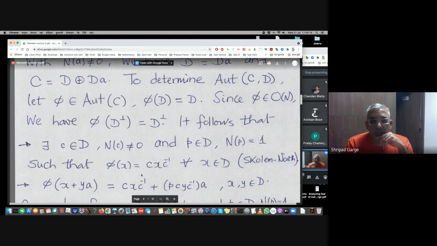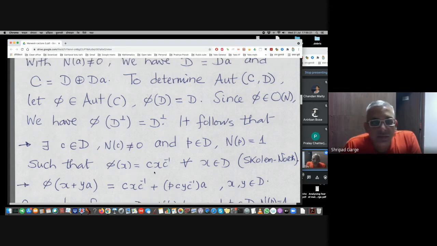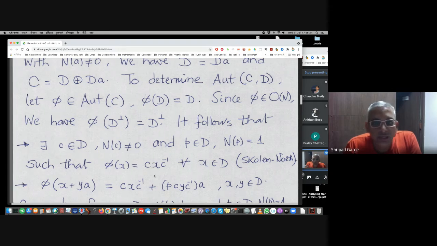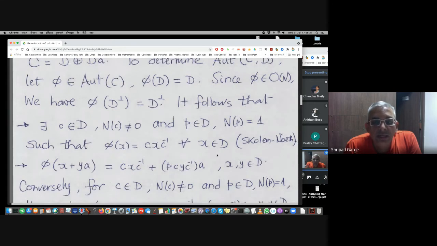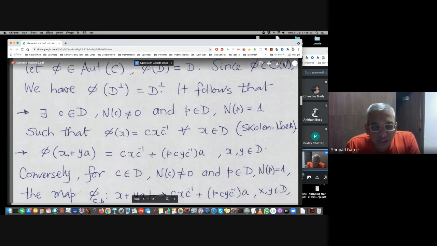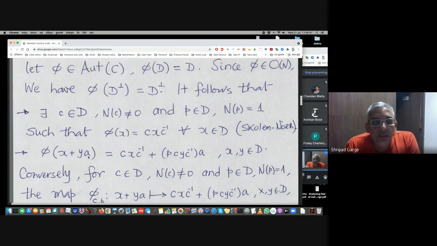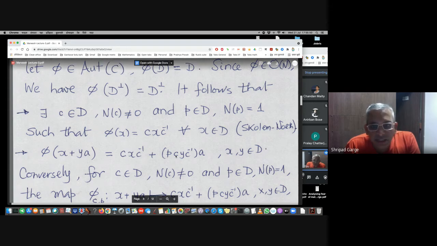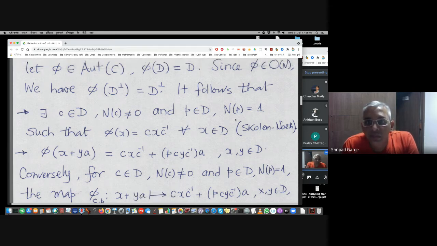So this is the Skolem-Noether theorem. The image of D under phi is given by conjugation by an invertible element, and then this P will come into the picture. Phi of x plus y a is phi x plus phi of y a, because phi takes D to D. So phi of y a is phi y times phi a because it's an algebra automorphism. So phi y is C y C inverse, and phi of A has to be P times A for some norm 1 element P.